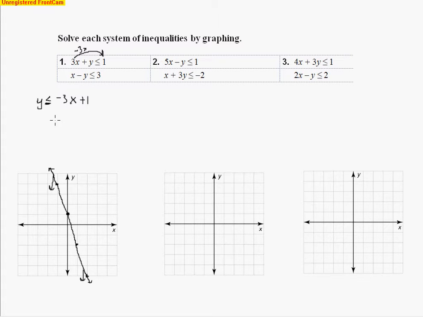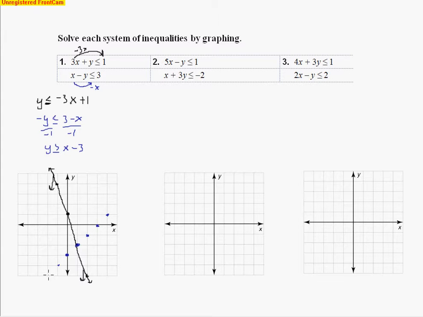Now I move on to the next line, and that one says x minus y is less than or equal to 3. So I'll subtract the x from both sides, and that leaves me with negative y is less than or equal to 3 minus x, and then I'm going to divide by negative 1. That's going to switch the inequality sign around, so it becomes y is greater than or equal to x minus 3. So I go down to negative 3 on the y-axis and use the slope. It's a 1-to-1 slope, and so I go ahead and plot some points.